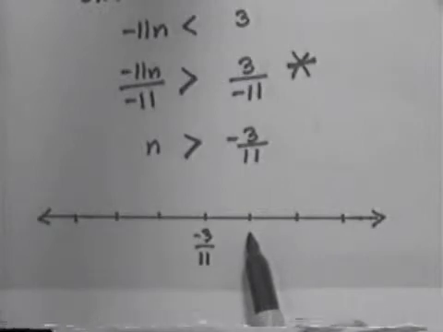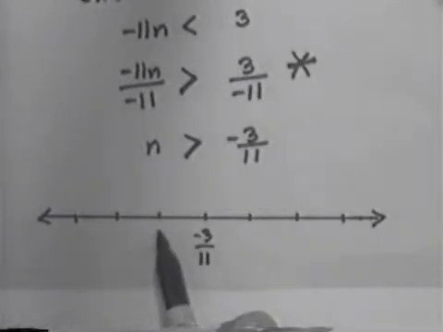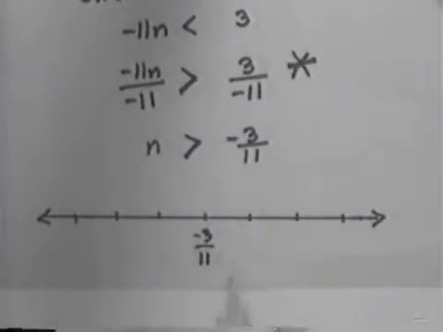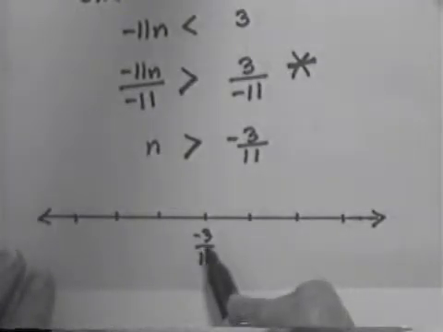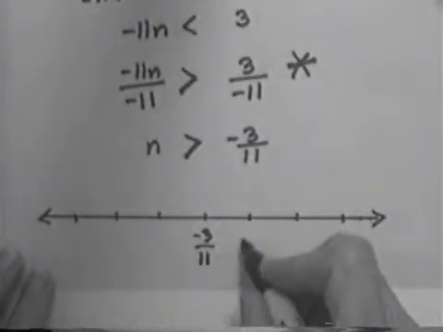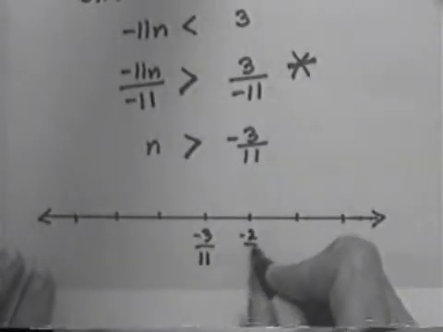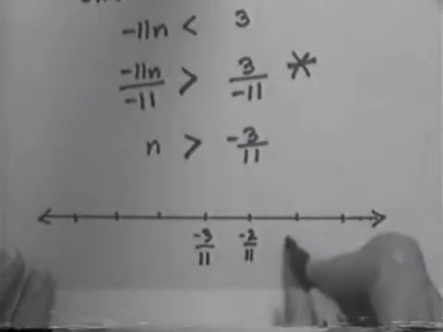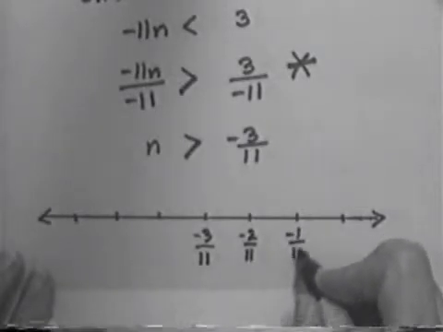But then if I put 0 here and negative 1 here, I've got unequal spacing on my number line. To avoid that, and to avoid any confusion, I'm simply going to label all the points on this as 11ths. So I've got negative 3/11 here, to the right of that would be negative 2/11, and to the right of that, negative 1/11.